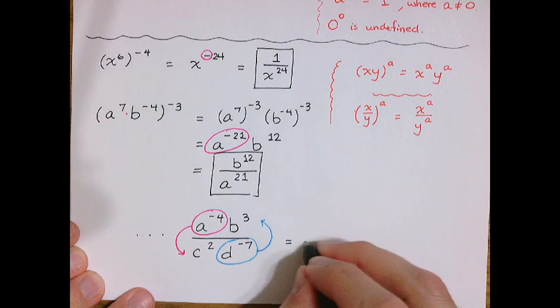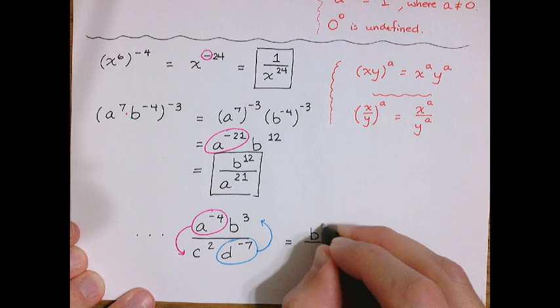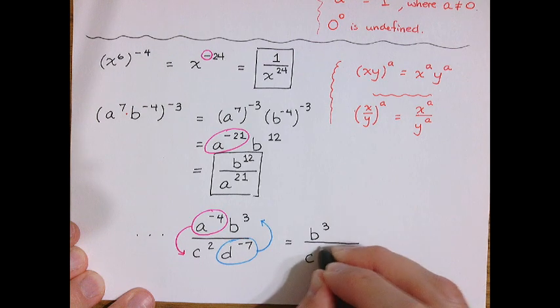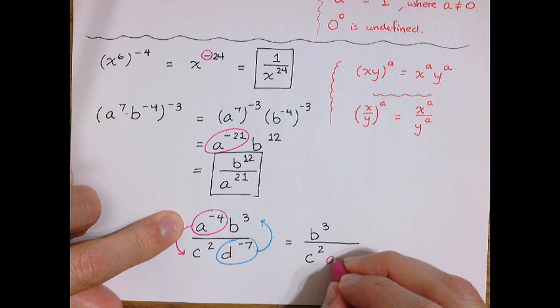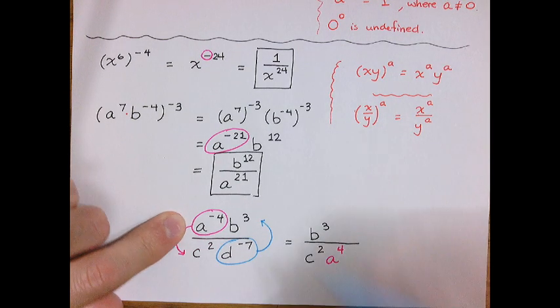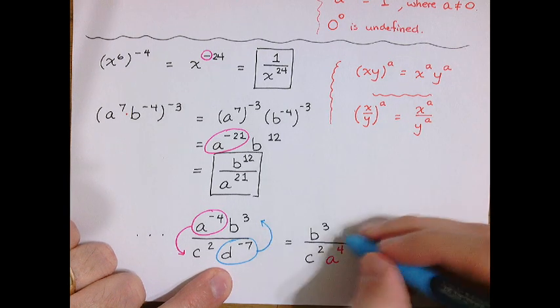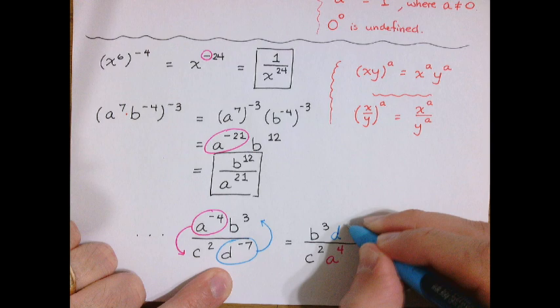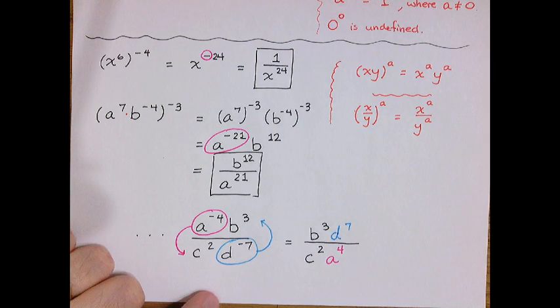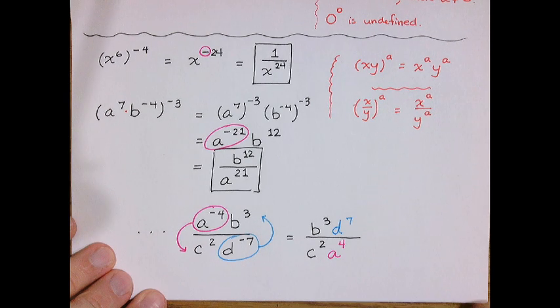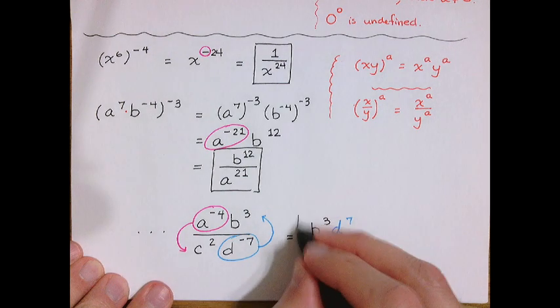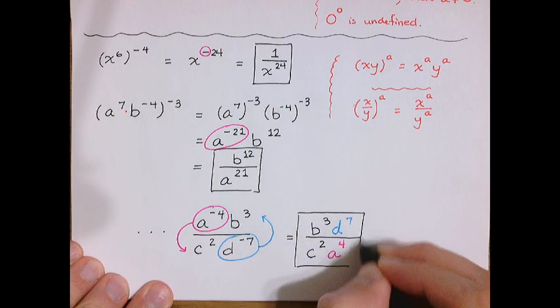So when I rewrite this, we did not move b to the 3rd, and we didn't move c squared. They stay exactly as they are. A to the negative 4th, when it goes into the denominator, becomes a to the positive 4th, and d to the negative 7th, as it goes to the numerator, becomes d to the positive 7th. So that's where you're going to take care of those issues with negative powers at the very end of a problem. So again, this was just, if we're playing around with the negatives, what's going to happen if we have them at the end of the problem.